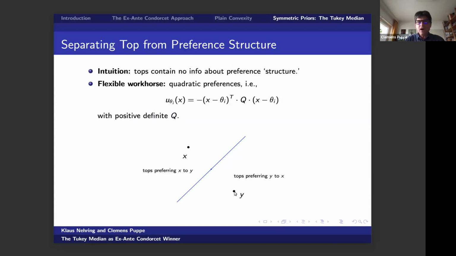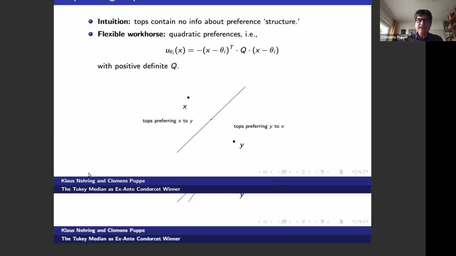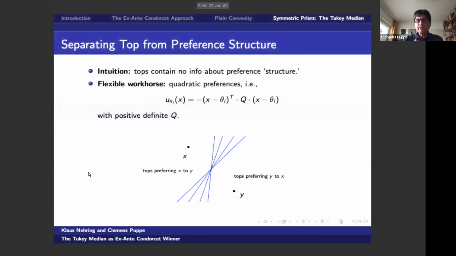If you compare X to Y, and you know that all people have quadratic preferences, then the people who prefer X to Y and the people who prefer Y to X simply sit on opposite sides of a hyperplane that separates X and Y. Now, for Euclidean preference, this hyperplane is perpendicular to the line through Y and X. If you allow general quadratic preferences, then this line can have any slope, but it still goes through the midpoint here. So quadratic preferences separate the people, that's very important.